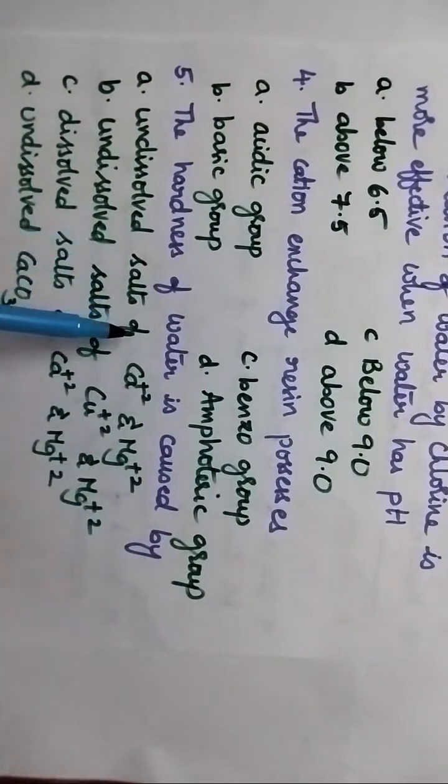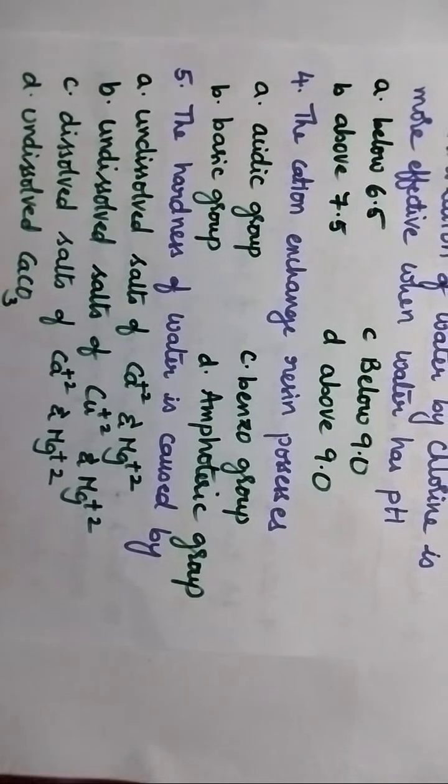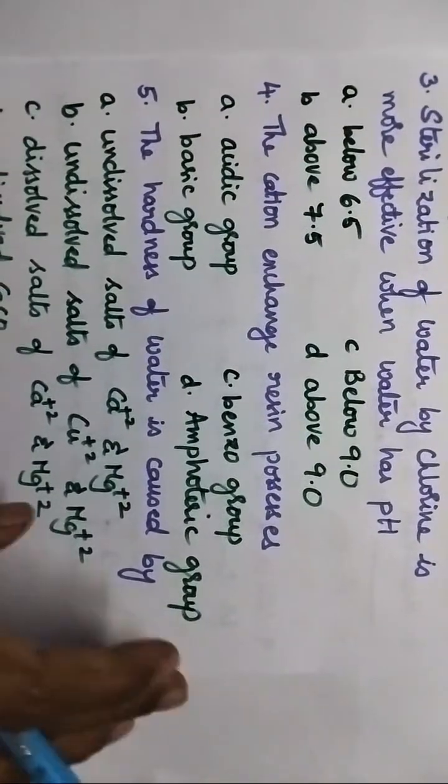The hardness of water is caused by: option A, undissolved salts of calcium and magnesium. Option B, undissolved salts of copper and magnesium. Option C, dissolved salts of calcium and magnesium. Option D, undissolved calcium carbonate. Definitely hardness is mainly due to the presence of dissolved salts of calcium and magnesium. So option C is the right answer.